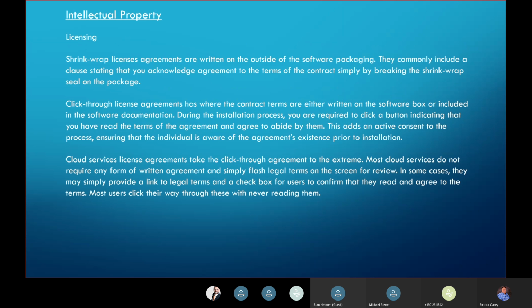Cloud service license agreements take the click-through agreement to the extreme. Most cloud services do not require any form of written agreement and simply flash legal terms on the screen for your review. In some cases, they may simply provide a link to legal terms and a checkbox for users to confirm that they have read and agreed to the terms. Most users click their way through these things without ever reading them.